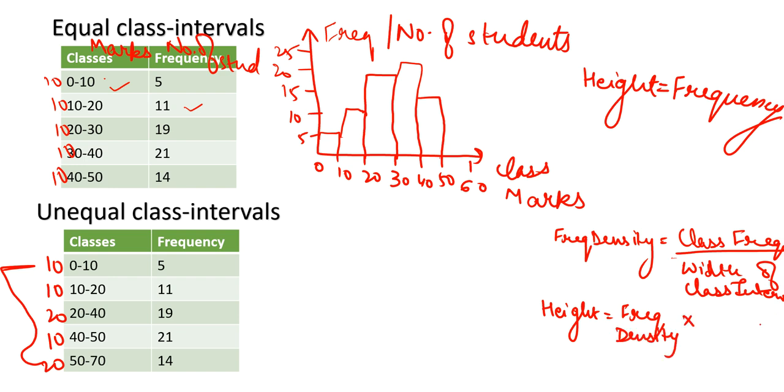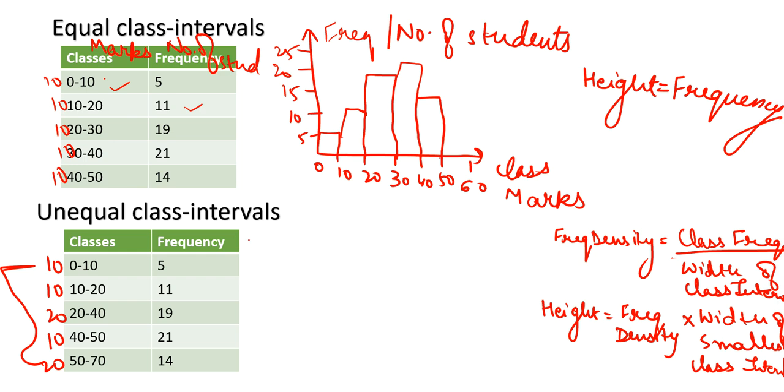into the width of the smallest class interval, right? So we can simply say our height is class frequency upon width of class interval into the width of the smallest class interval, simply replacing the formula for frequency density.